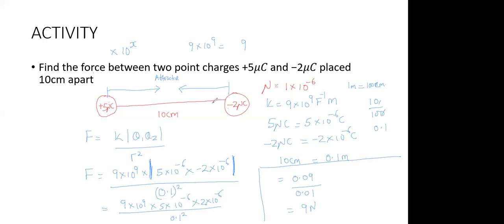So when you look at those ones very well, you can notice that the negative 2 is going to be pulled towards the positive 5. So here I will say 9 newtons. 9 newtons is my magnitude. And I will say towards the positive 5 microcoulomb charge. Reason being that the biggest force is towards the positive 5. So that's why the force will be pointing towards the positive. Are we together, members? I've explained again the direction of the force.